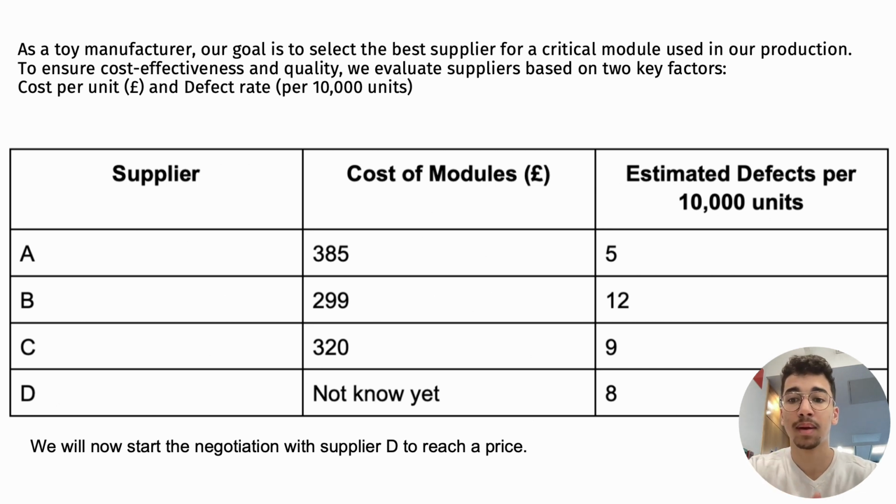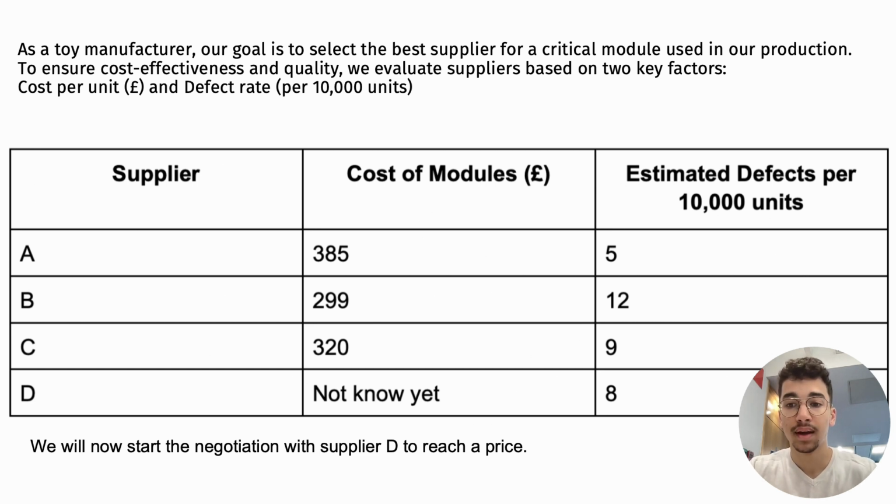For the first supplier, supplier A, they offered the module at £385 with only a 5 defect rate per 10,000 units. With supplier B, it changed because it's cheaper. We have a price of £299, but it comes with a higher defect rate at 12 per 10,000 units. For supplier C, we have a price of £320 with 9 defects per 10,000 units.